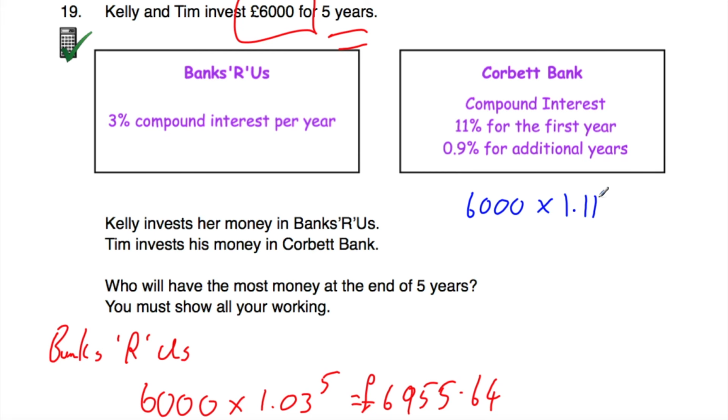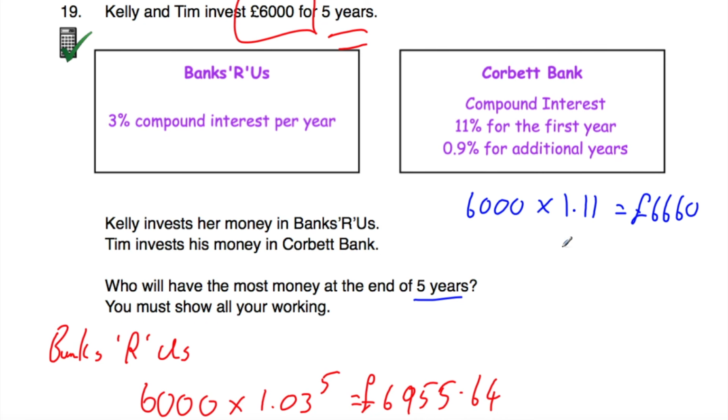If you multiply something by 1.11, you increase it by 11%. So 6,000 multiplied by 1.11 is equal to £6,660. So that's how much money Tim will have after 1 year. Now he does invest it for 5 years. Now we're told for each of the additional years, the Corbett Bank pay 0.9% compound interest.